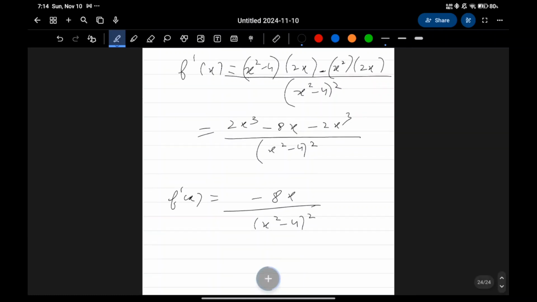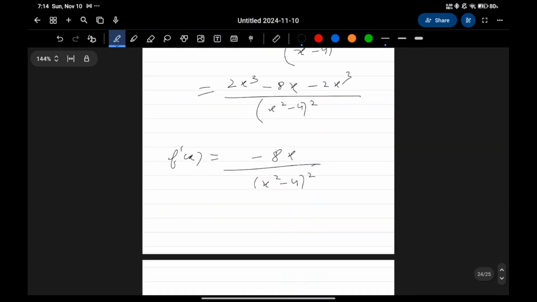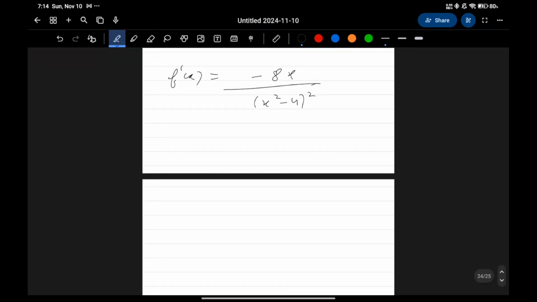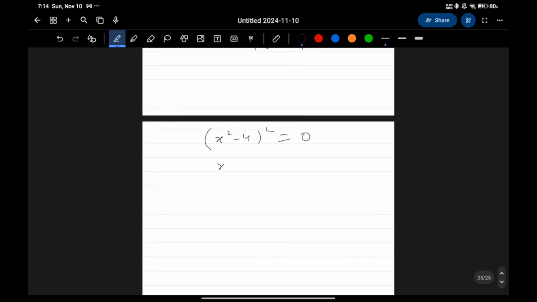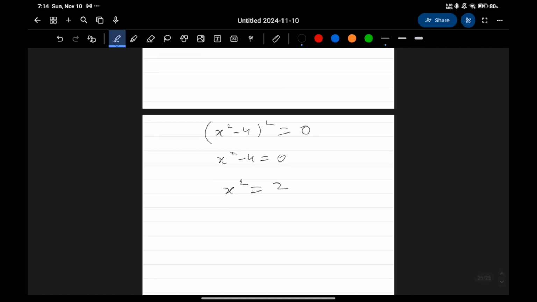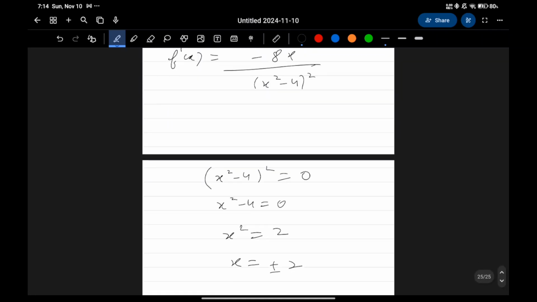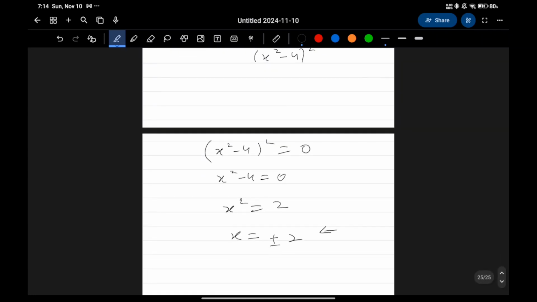Now we have to find the DNEs and when the equation is 0. So basically equating the top and bottom equal to 0. Let's first equate the bottom equal to 0. x squared minus 4 whole squared equals 0. Taking a square root on both sides becomes x squared minus 4 equals 0. x squared equals 4. x equals plus and minus 2. Okay. And these are two of my critical points.